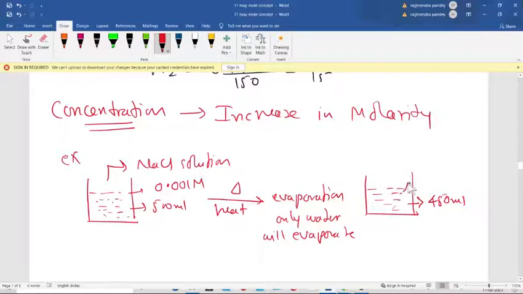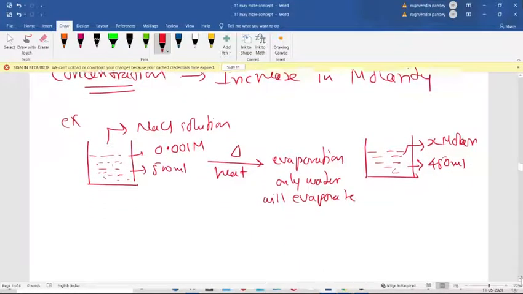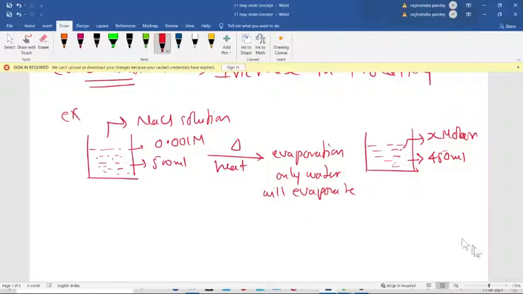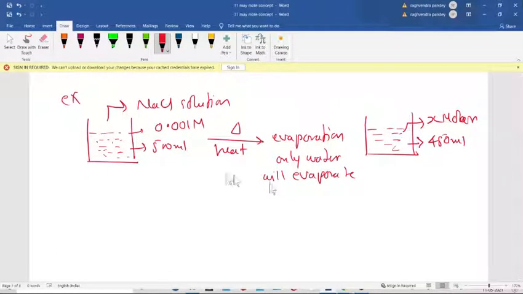Okay, so what is the molarity? Suppose it is now X molar, so you have to find X. Now how to find this? The same principle will be applied. You can use the formula, or you can just do all these things.